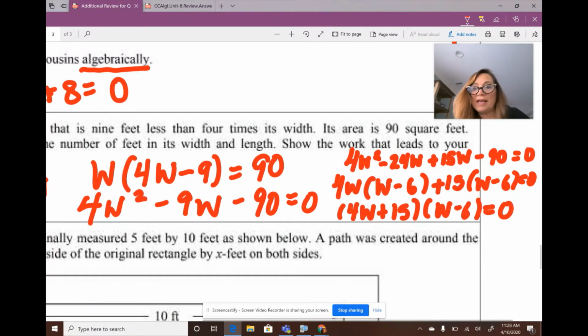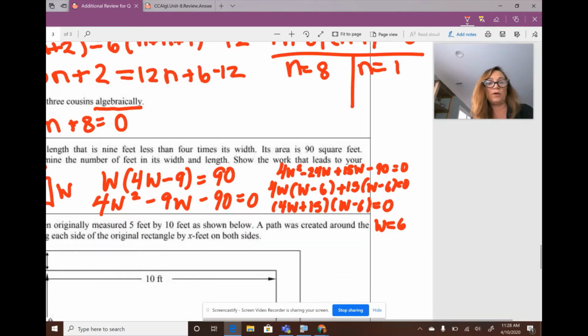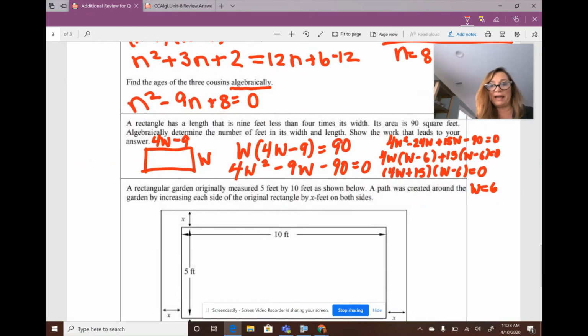Just because I'm running out of space, I'm not going to solve the 4W plus 15 because I know that's going to end up being a negative number. I'm going to use the W minus 6, which would give me the width is 6. So that makes my lovely rectangle 6 for the width. Got to use the space here. And then 4 times 6 is 36 minus 9 is 25.